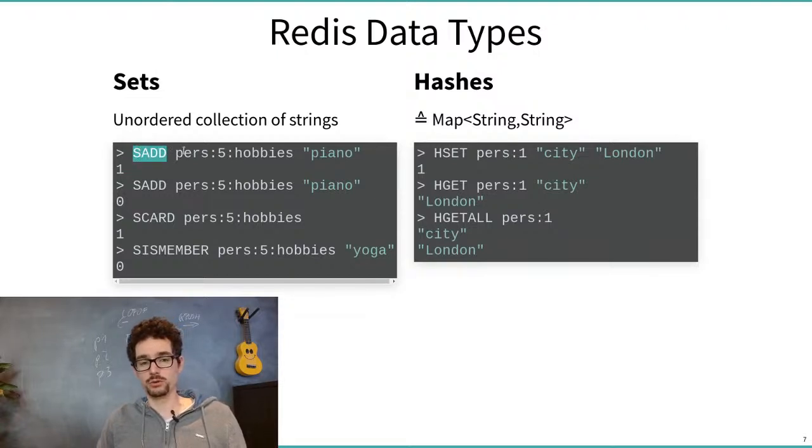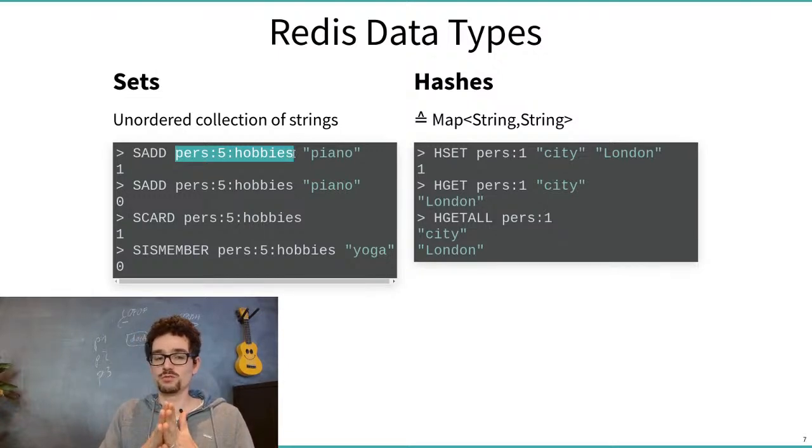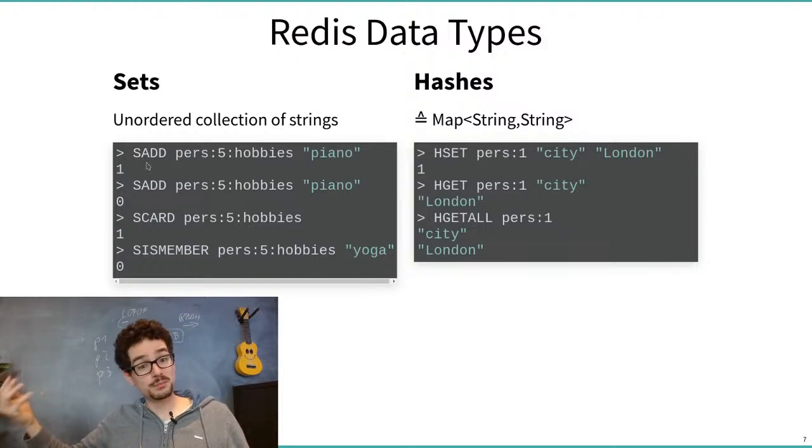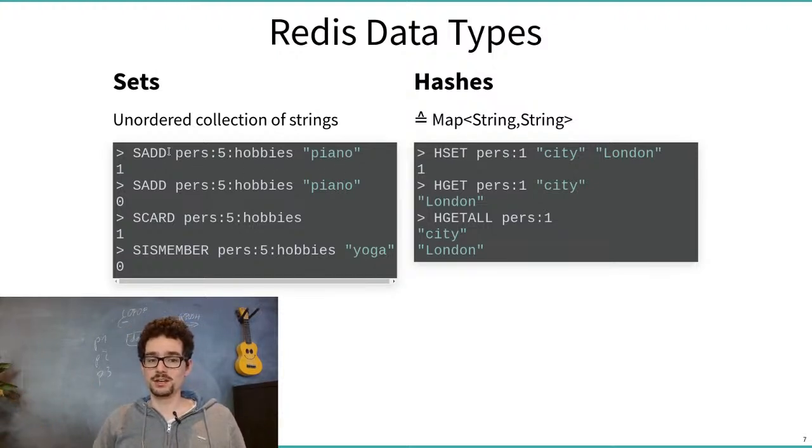And I show you here that in many applications the key in a Redis store is often structured into multiple parts. For example, here I chose that the key is pers:5:hobbies, and then you can add something to that set of hobbies of person 5 with this sadd command. Again, you cannot say give me all the people that have the hobby piano and so on. This is just optimized for a key-wise access.